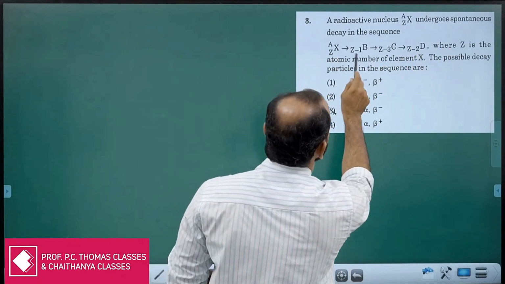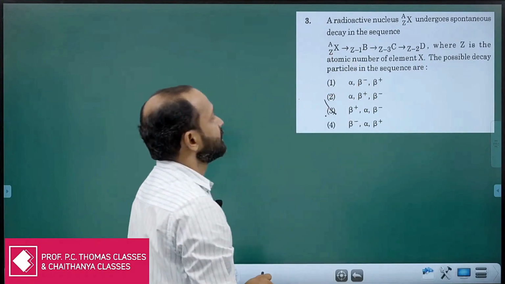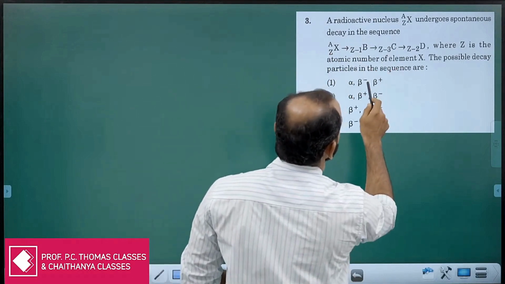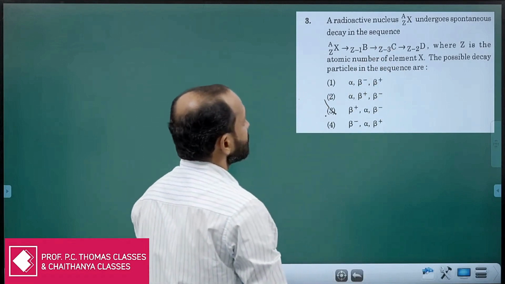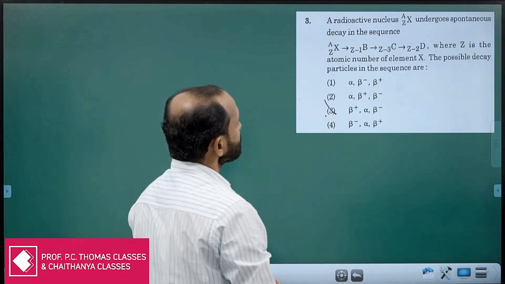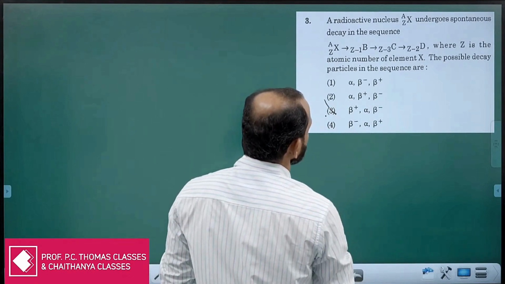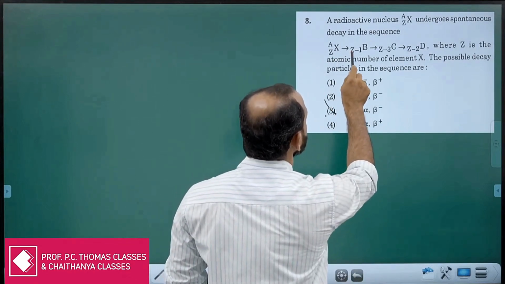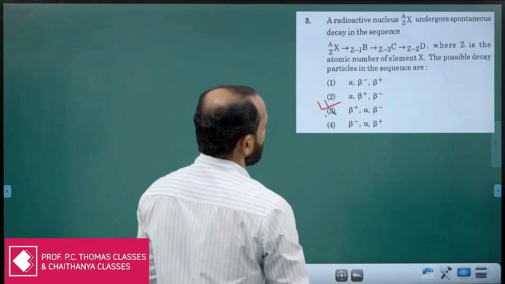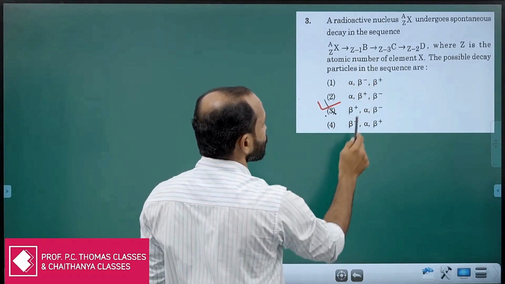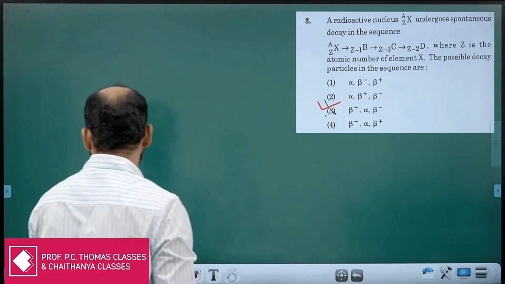Radioactive nucleus X with atomic number Z and mass number A undergoes spontaneous decay. First process is beta decay because atomic number decreases by 1. Second process, atomic number decreases by 2. That's why it must be an alpha decay. So first one beta, second one alpha. But for the first one, as atomic number decreases by 1, it is a positive beta decay. That's why the correct answer is the third option. If it was Z plus 1, it would have been beta minus. If it is Z minus 1, it is beta plus. So answer is third option.